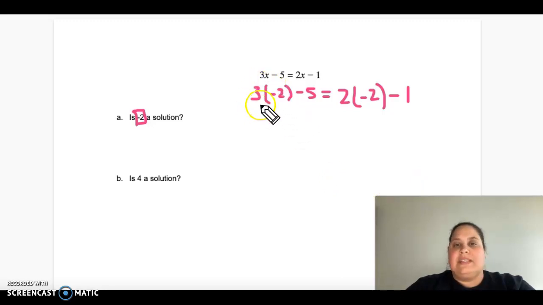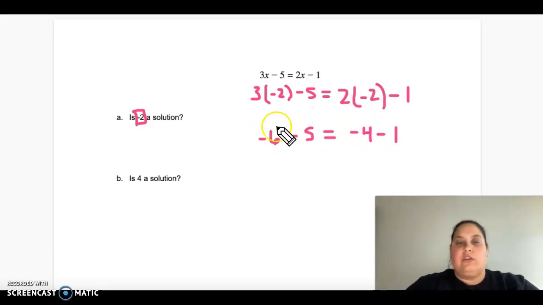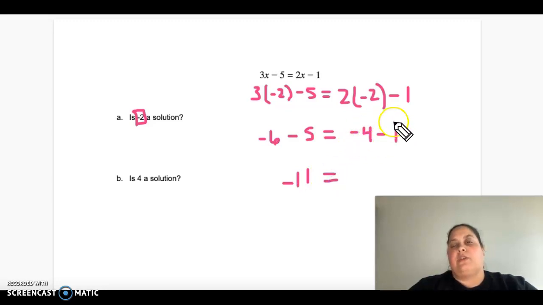So remember, when we have parentheses like this, we're going to multiply. So 3 times -2 is a -6, and then -5 equals, and then on this side, 2 times a -2 is a -4, and then -1. So then again, we can either use a calculator for this, or we can do it in our head. -6, and then we're going to subtract 5 more from that, which means we're going to get an even bigger negative, -11. And then over here, -4, and then subtracting 1 more from that, which means we'll get a -5.